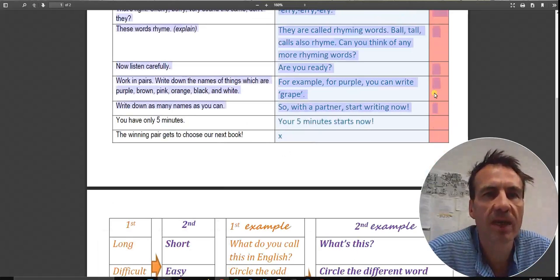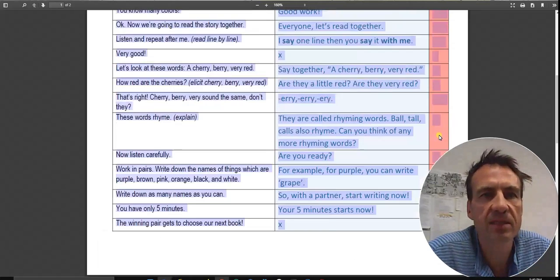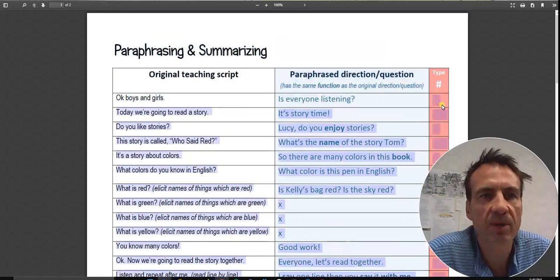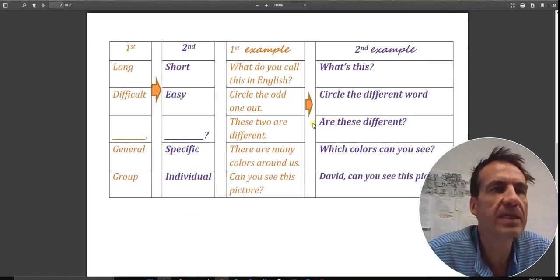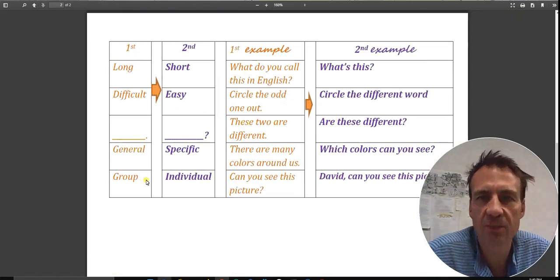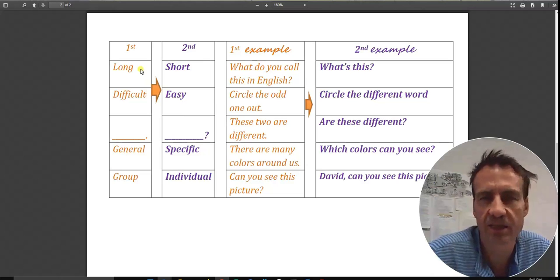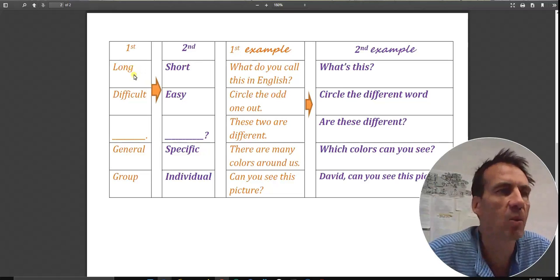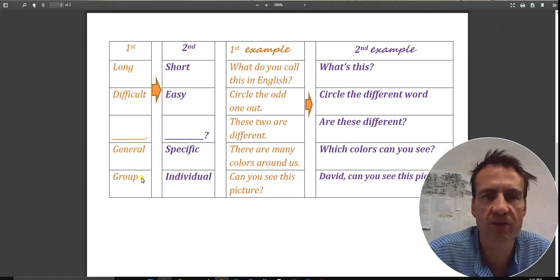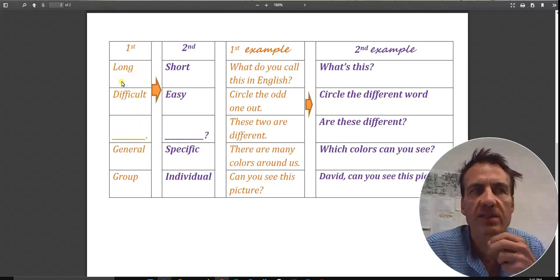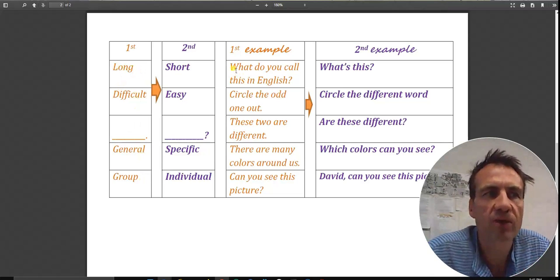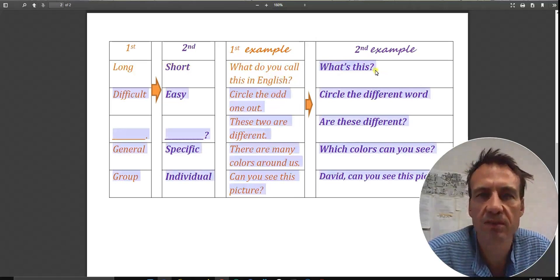Now, if you look at this column, actually, you'll see that there are numbers hidden below each one. So these are the 5 types of paraphrasing that I hope that you'll use in your script. Number 1, 2, 3, 4, and 5. In the first type, you give a long phrase, like what do you call this in English? Then you say the same thing again, but in a shorter phrase. What's this?